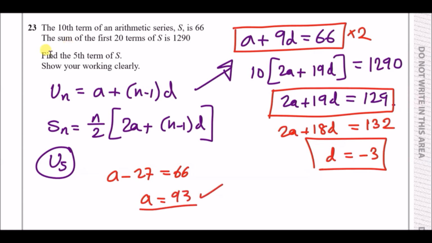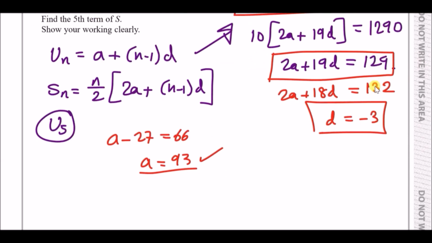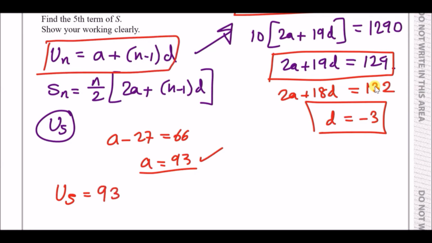Now finally, they want us to find the 5th term of S. So the 5th term, let's call it U5. And using the general form, which is over here, a, since we know what a is, 93. n is going to be 5, so it'll be 5 minus 1, which is 4, times d, which is minus 3. And then putting this in your calculator, you're going to get 81 for the 5th term.